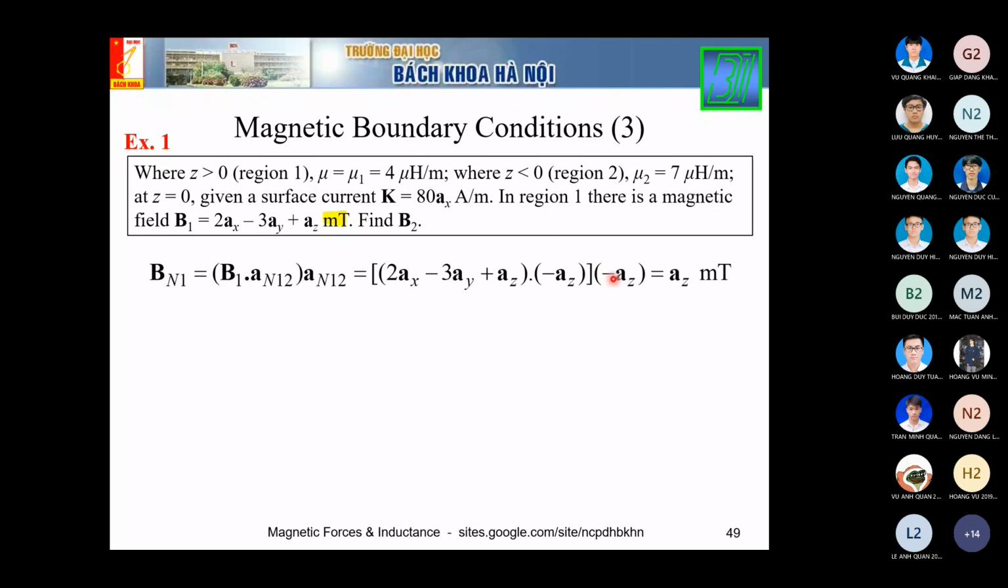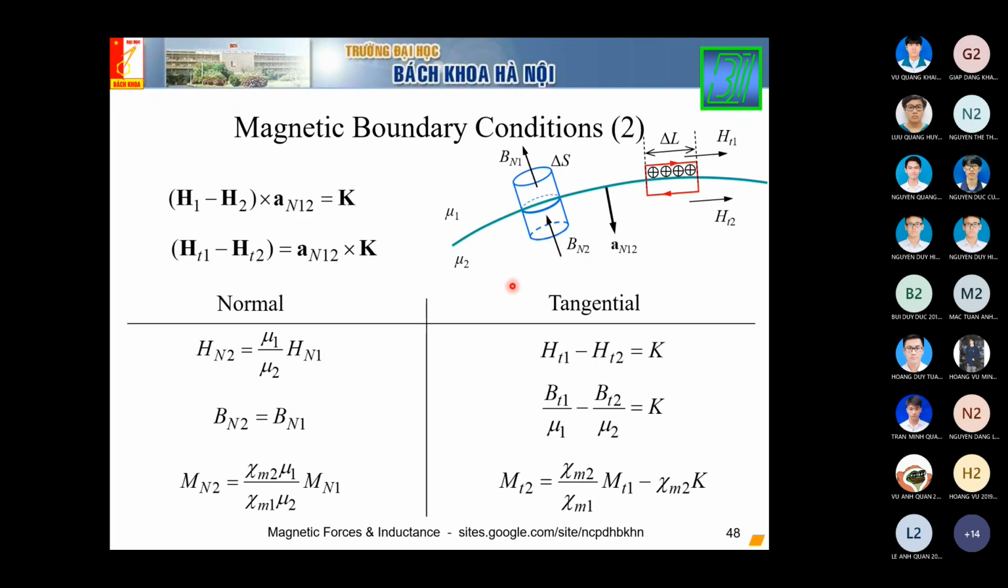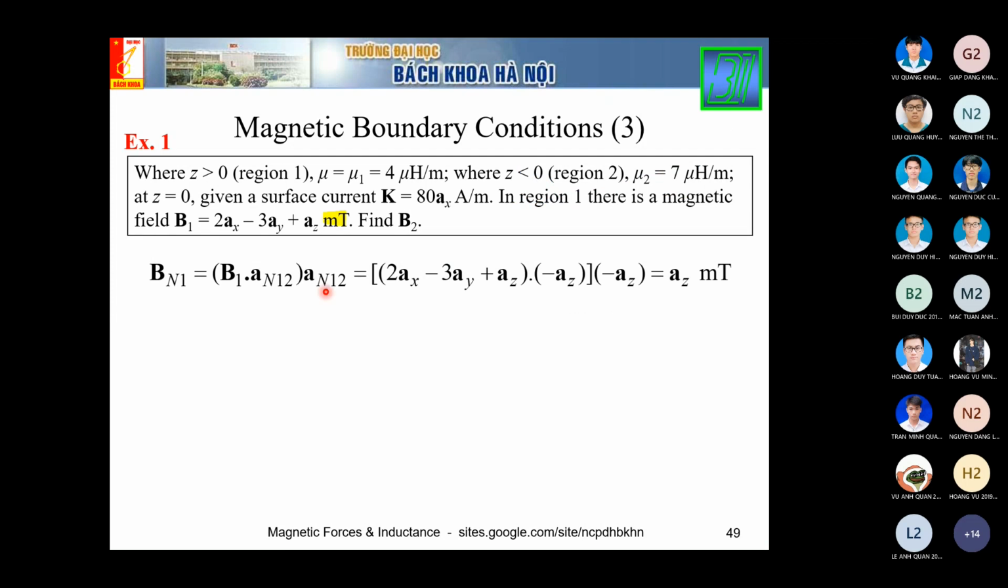Do you know why this one is minus a_z? Because by definition, a_N12 is from region number 1 to region number 2. From 1 to 2. And in this exercise, number 1 is positive z, number 2 is negative z. So the direction of a_N12 here is from positive to negative, and that direction is opposite to the positive direction of the z-axis. So this one is minus a_z. Are you clear?